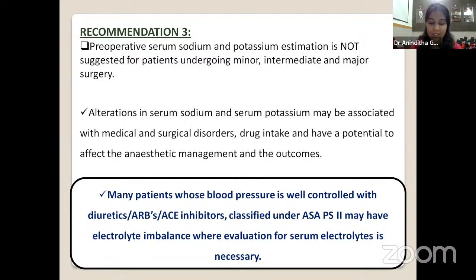They have not specified it here, but many patients whose blood pressure is well controlled with diuretics, ARBs, or ACE inhibitors are classified under ASA physical status 2, and may have electrolyte imbalance. So in such patients, preoperative evaluation is necessary even for elective surgeries.